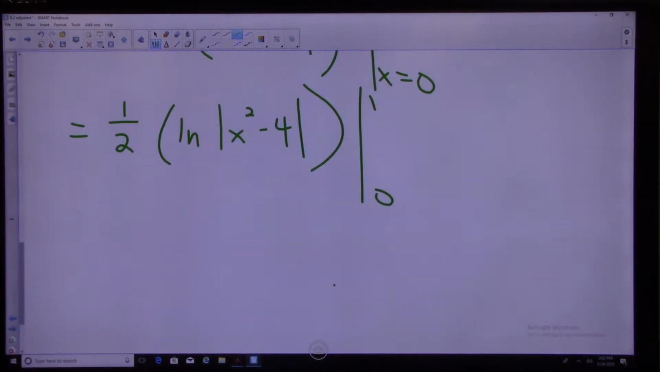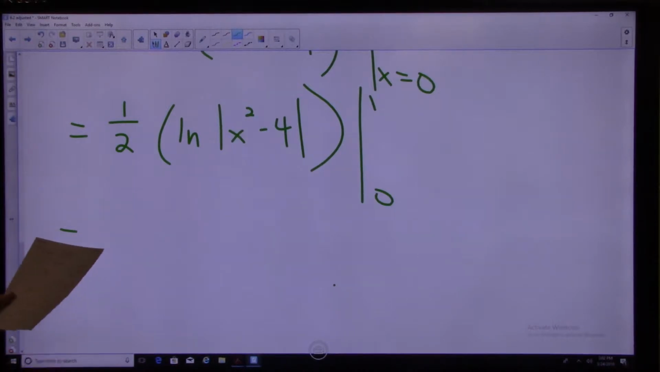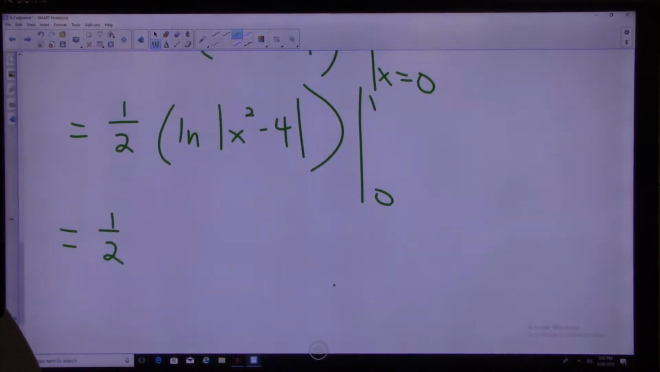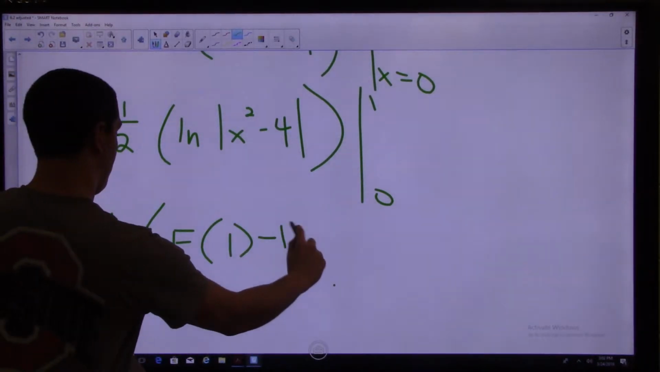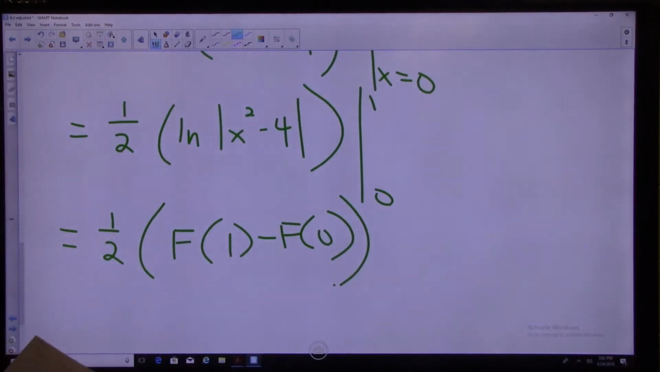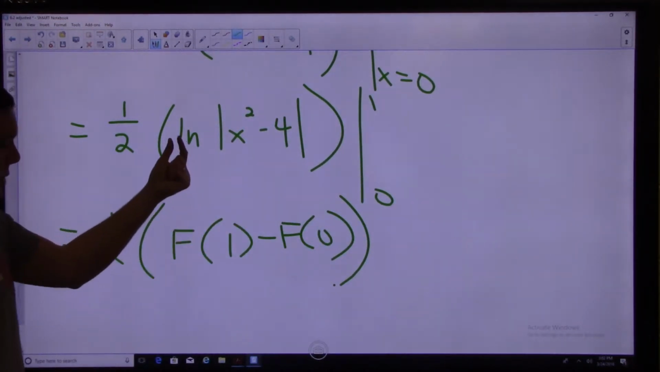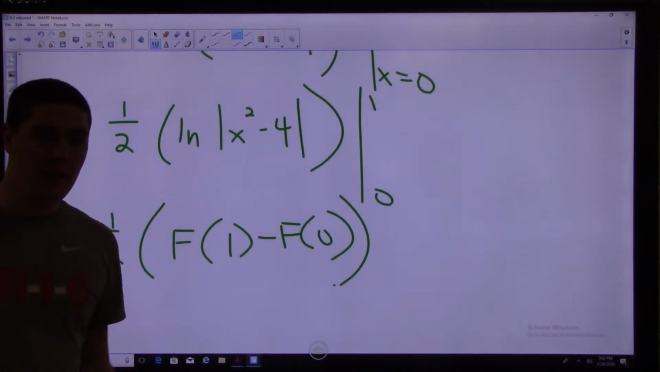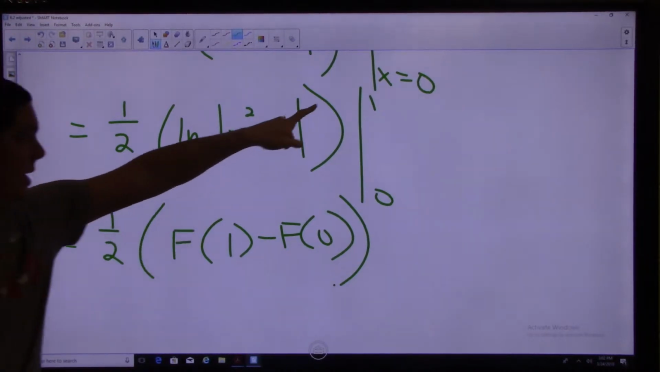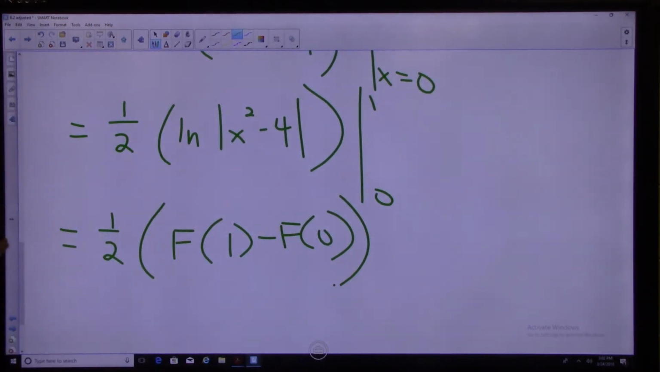So what do we got? This is going to be equal to 1/2 of F of b, which is 1, minus F of a, which is 0. Because, again, we're just applying the fundamental theorem of calculus part 2. It always says we can take capital F of b minus capital F of a. So this is b, this is a. Your upper limit of integration is b, your lower limit of integration is a.